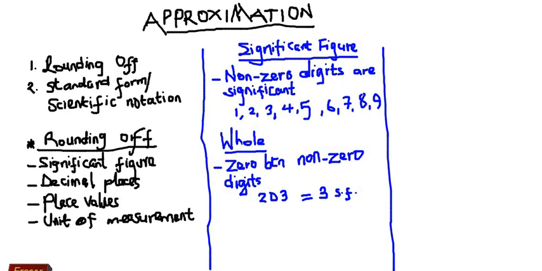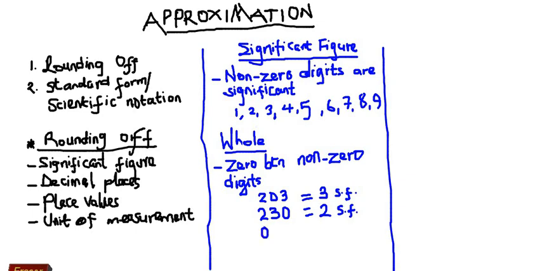Okay, but if it is after the last non-zero digit, like in 230, this one will count that it has only 2 significant figures. So a 0 that comes after the last non-zero digit is not considered significant. It's just a placeholder. So this one has only 2 significant figures, which is the 2 and the 3.